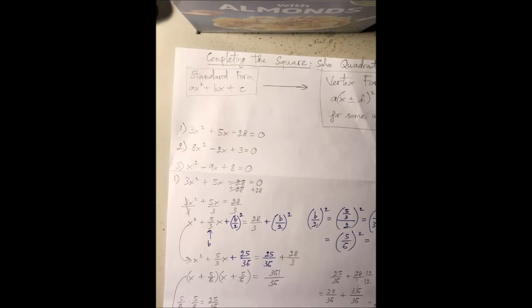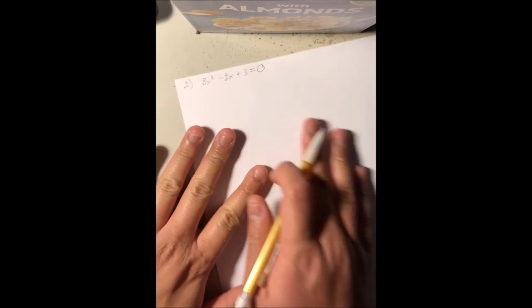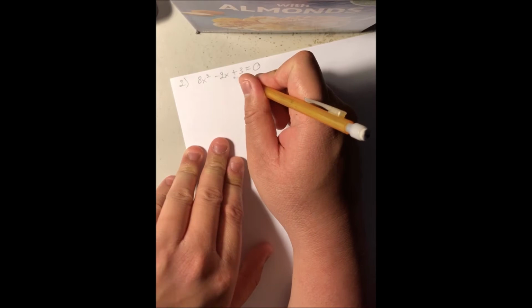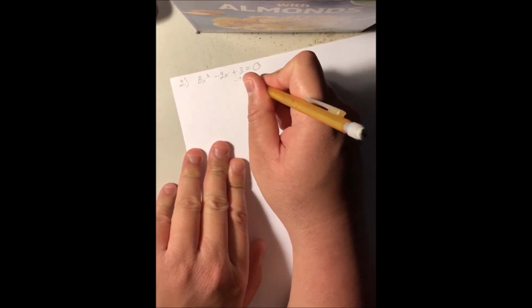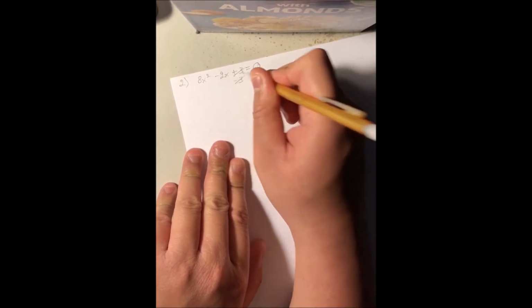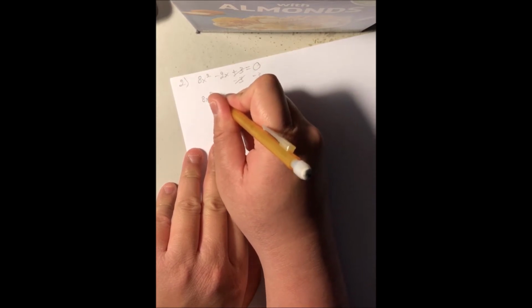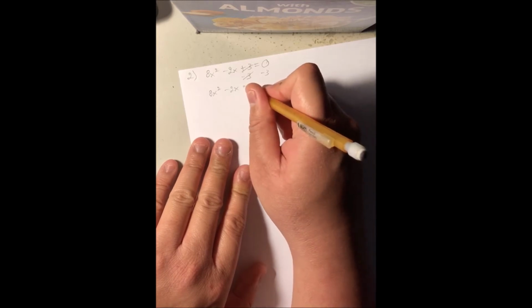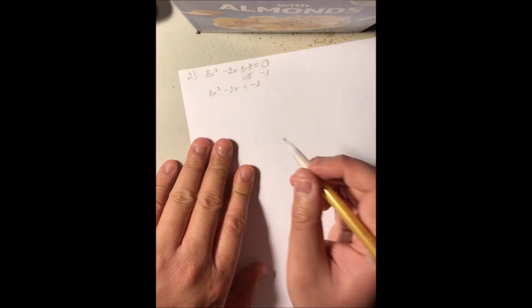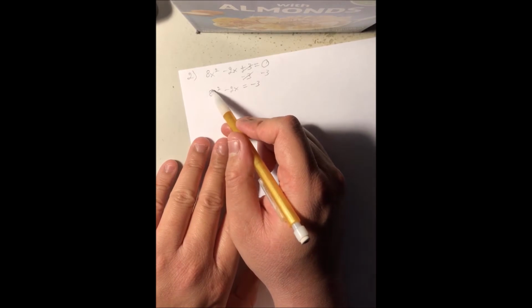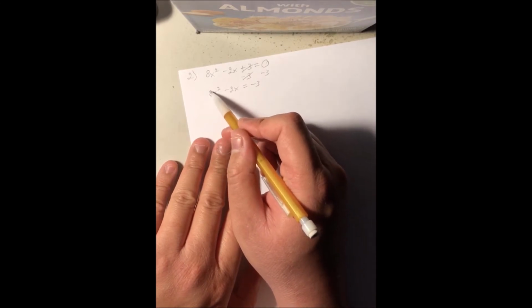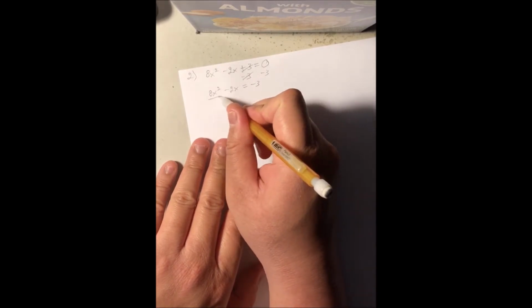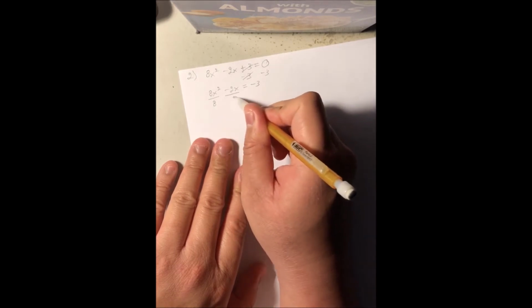Alright, next example of completing the square to solve for quadratic equations. Now for this one, same thing. First step is to separate out a constant and a variable. So subtract the constant 3 from both sides. Left hand side is left with 8 times x squared minus 2x equal negative 3. Second step is to make sure the leading coefficient is positive 1. So convert positive 8 into positive 1 by dividing everything by positive 8.